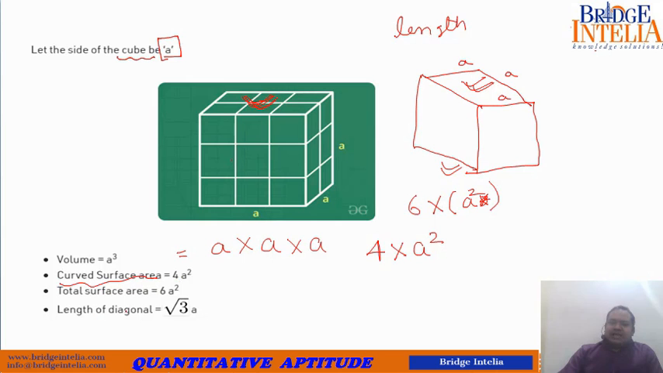Now what is the length of the diagonal? The length of the diagonal is root 3a. Please understand something. This is not the diagonal; this is the diagonal of the surface. But if you talk of the diagonal of the cube, it will be the diagonal from one corner to the opposite corner. This is the diagonal. So the diagonal goes within the object.